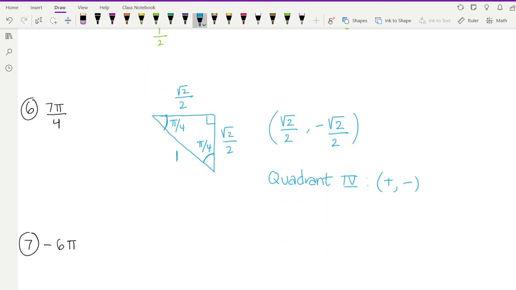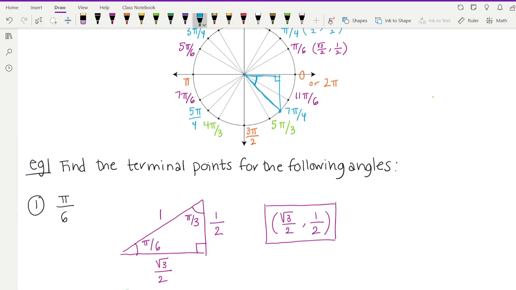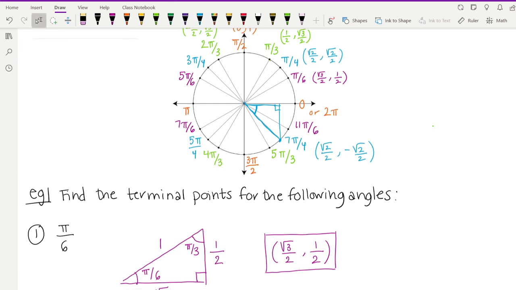Okay, so I'm just going to put this label up on the unit circle, and then I think we have one more example, if I'm remembering correctly. I feel like I'm writing bigger and bigger as I go. Let me try to be a little more consistent here. So square root of 2 over 2, negative square root of 2 over 2.